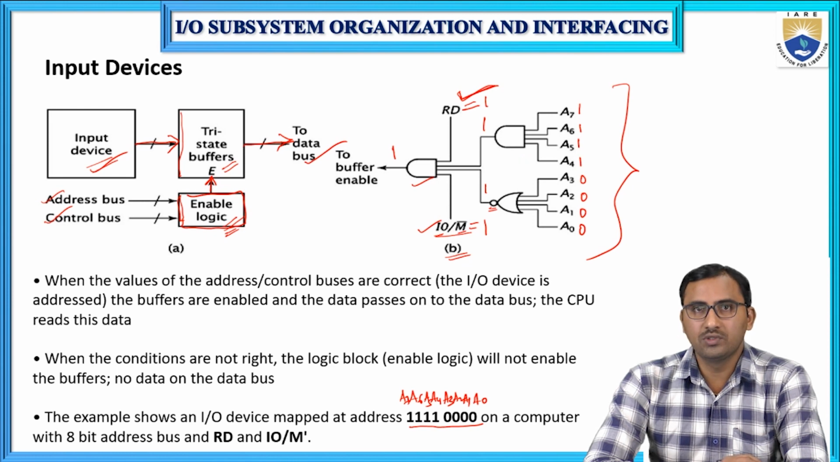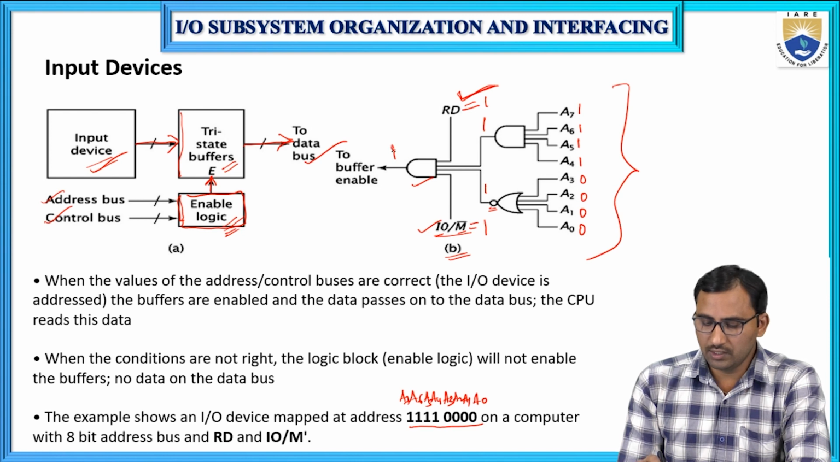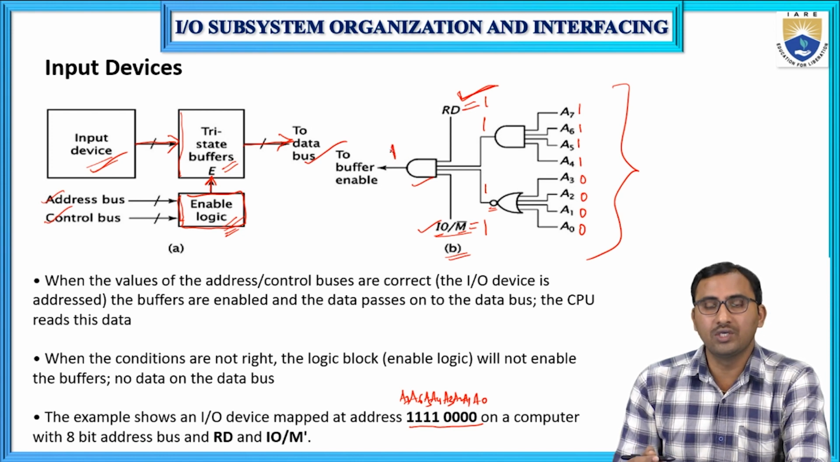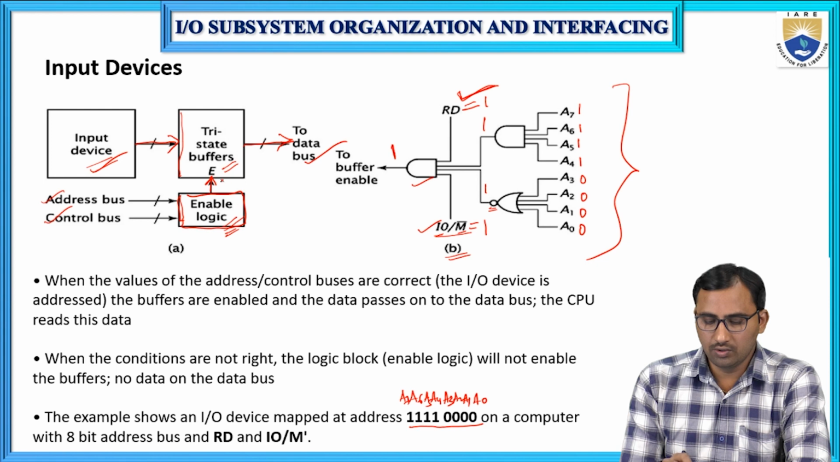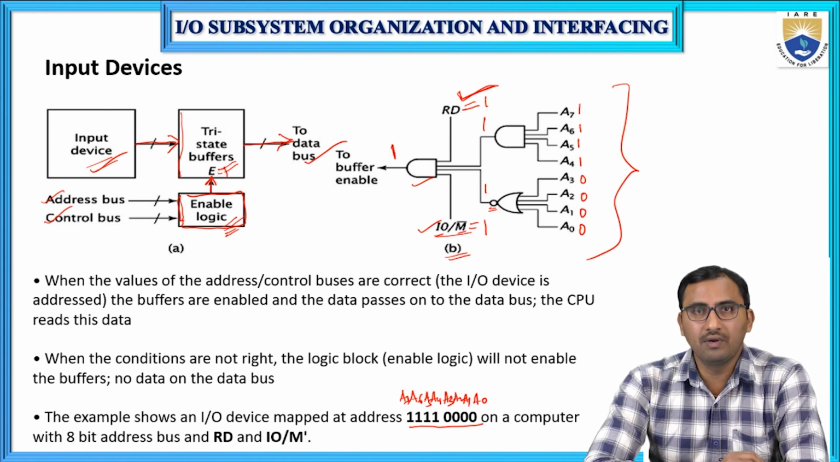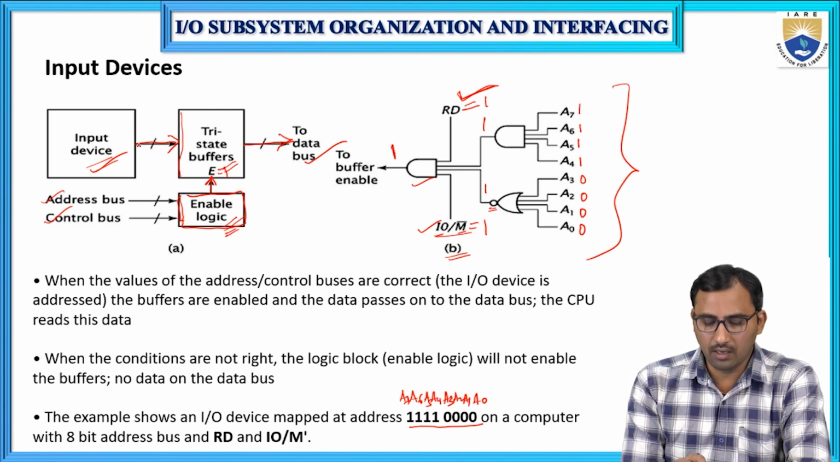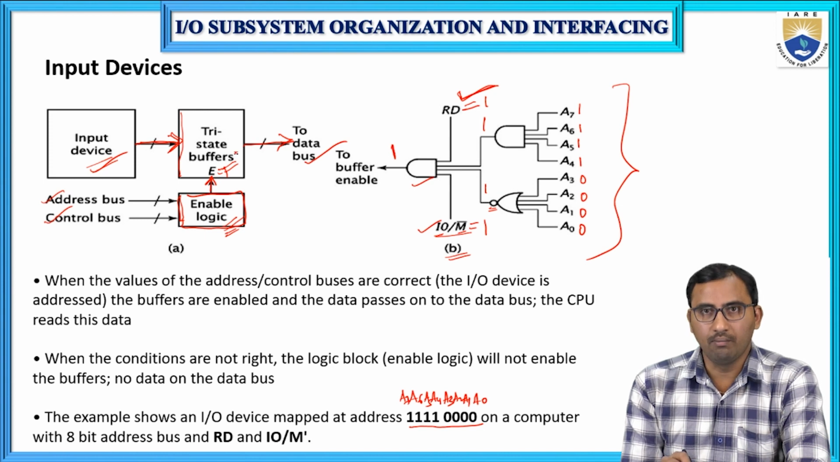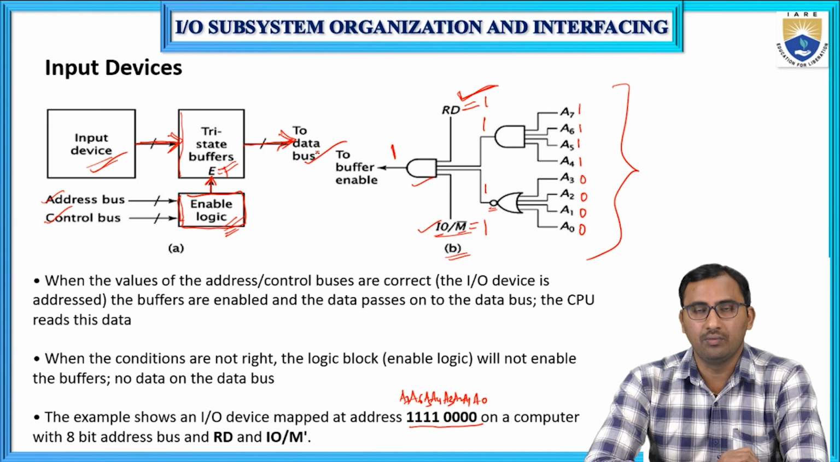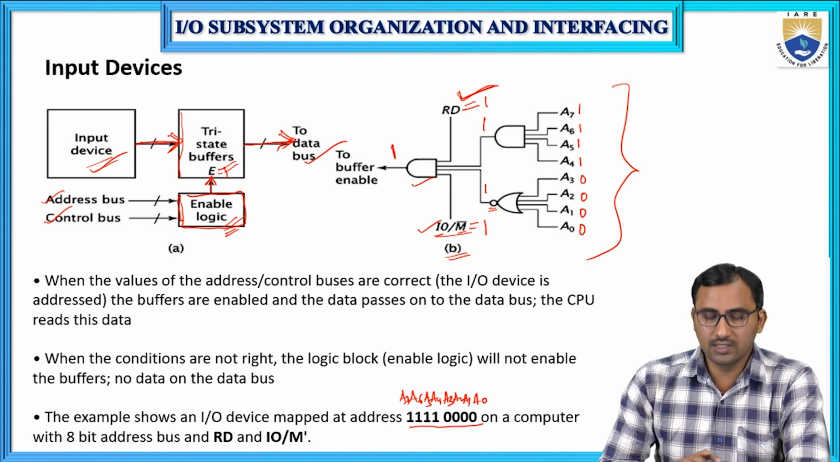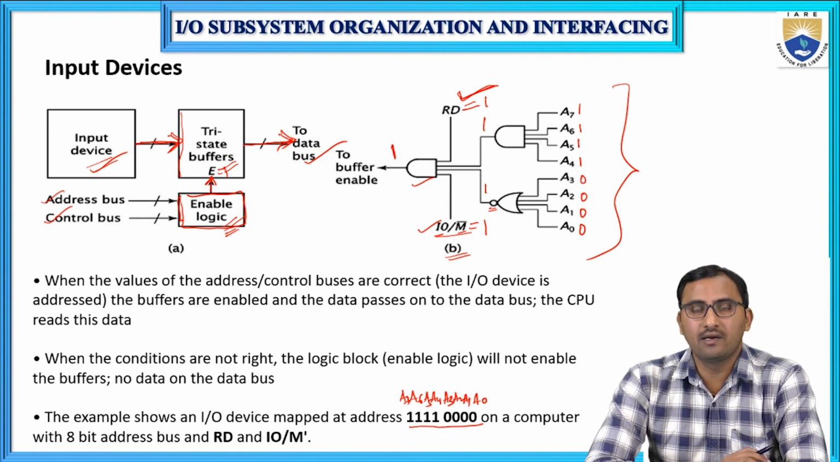That all inputs are logic 1, so the output will be logic 1. That means this is the output of the enable logic circuit, so now E is equal to 1. E equal to 1 means the buffers will be enabled, so that the input data from the input device will pass through the buffers and be given to the data bus, which is connected to the CPU. So this is the process of how we are interfacing the input devices with the CPU.